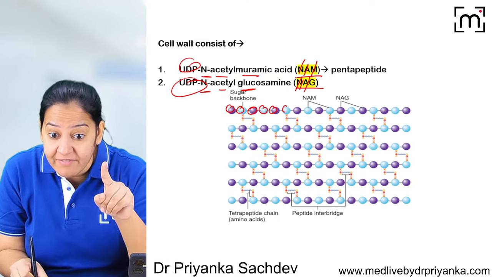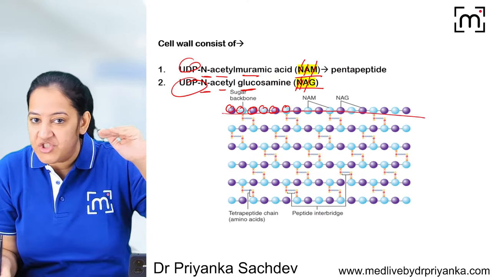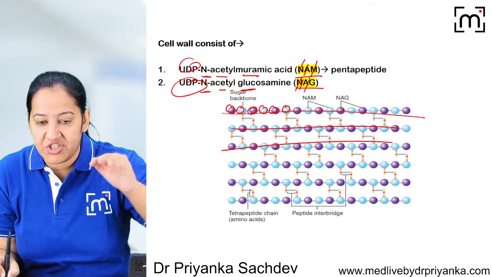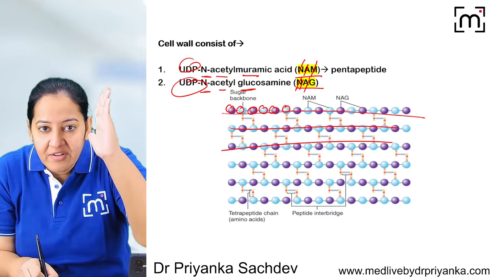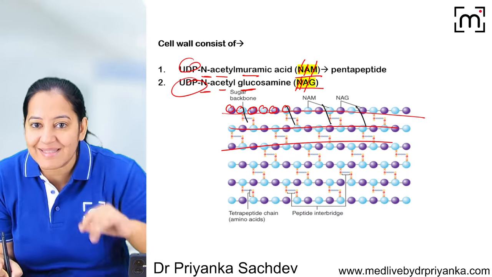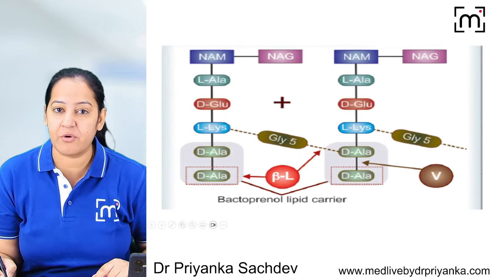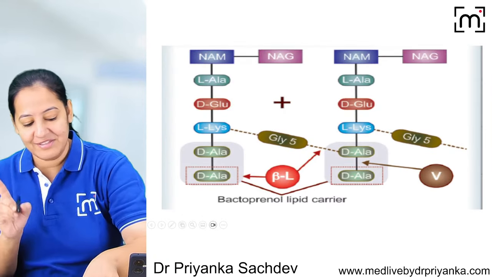Okay, so you can see one NAM, one NAG, one NAM, one NAG. The different colors are given. You can see, this is one chain, this is one chain, this is one chain. And the various chains are interconnected with each other. This is known as cross-linking. How many of you got the concept of the cross-linking? Got it? So here is the detailed structure.